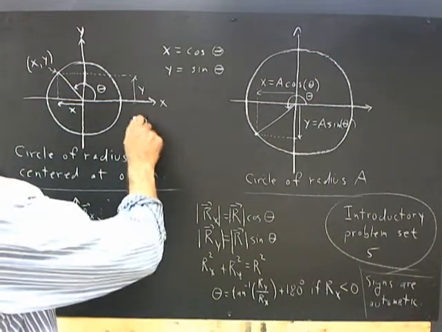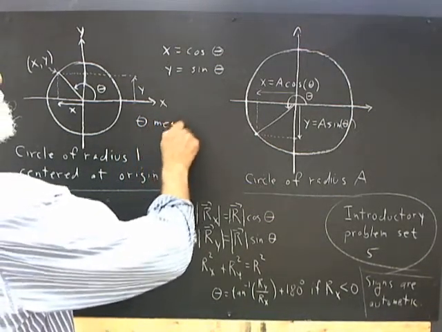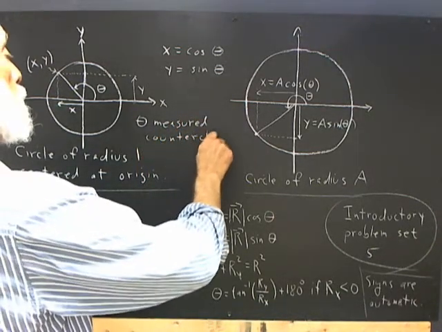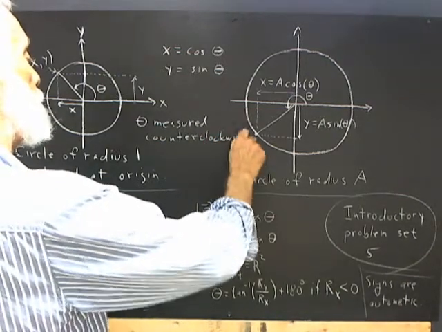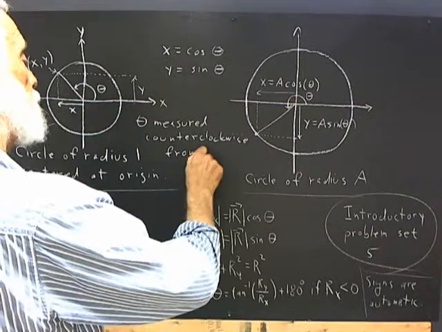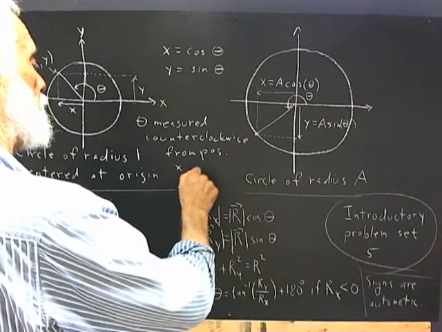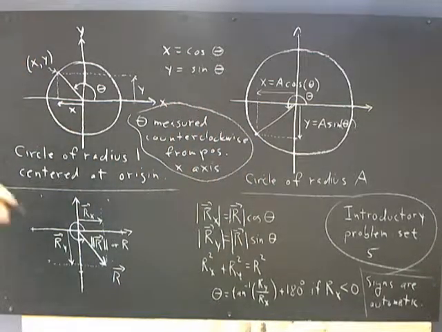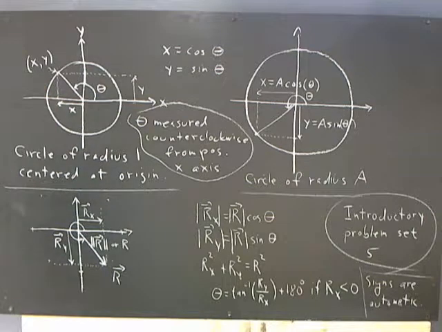So let's make a note. Theta is measured counterclockwise from the positive x-axis. None of this works if theta is measured in a clockwise direction or from any axis other than the positive x-axis.